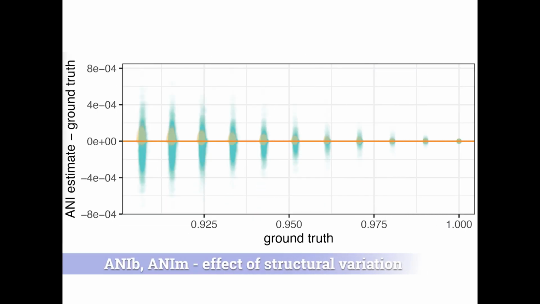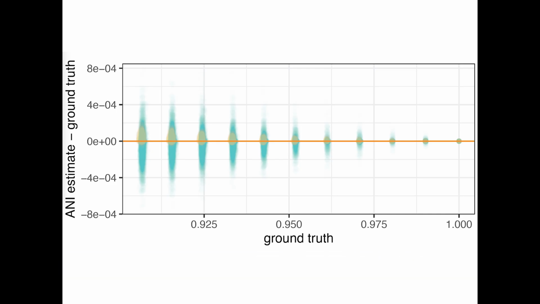We can make a similar plot to show the effect of introducing structural variation into the synthetic sequences. Here the y-axis shows the change in ANI estimate when structural variation is applied to the genomes being compared. Now we can see that the ANIm estimates, in yellow, are all found along the orange line indicating agreement with the ground truth. Structural variation has no effect on ANIm results. However, the blue data points, the ANIb comparisons, spread around this central orange line, indicating that ANIb estimates are more strongly affected by structural variation.